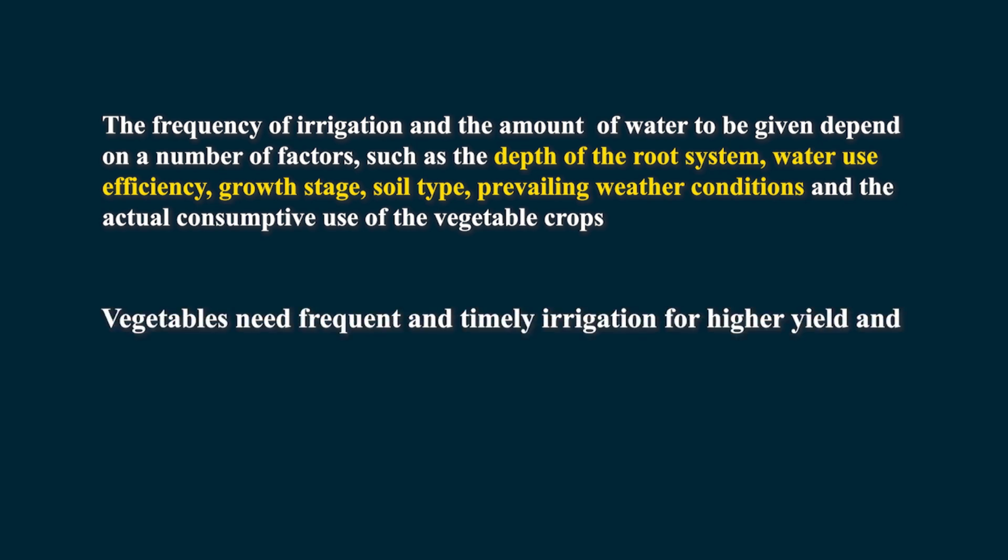Vegetables need frequent and timely irrigation for higher yield and good quality produce. The decision on when to irrigate can be taken on the basis of visual plant indices, soil appearance and climatic parameters. Visual symptoms such as drooping and rolling of plants at midday are used to determine the time of irrigation. When soil samples from the root zone do not form a soil ball properly, irrigation can be planned.